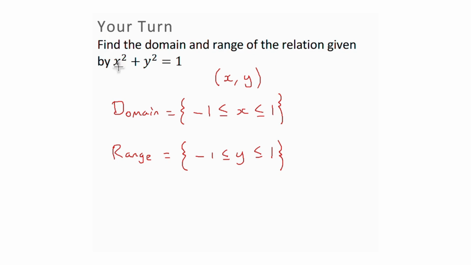If x squared is a tenth, then y squared needs to be 9/10 to make this true. And then we'd have to find the square roots to find y. But any value between -1 and 1 for x would have a value for y between -1 and 1 that would work, and vice versa.